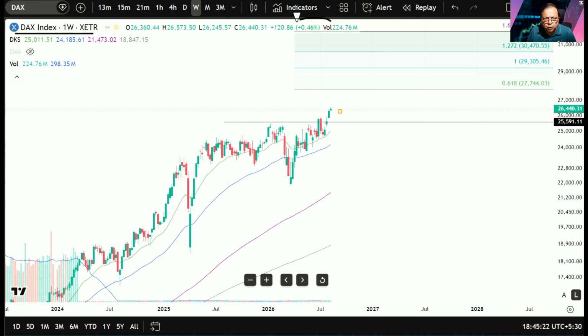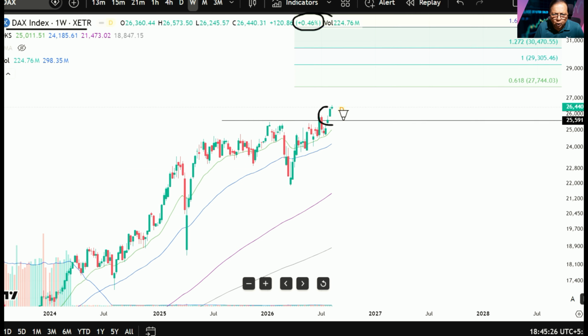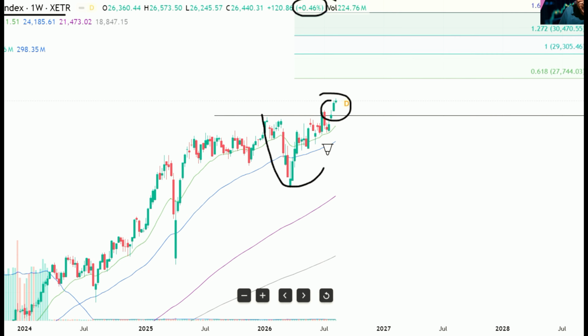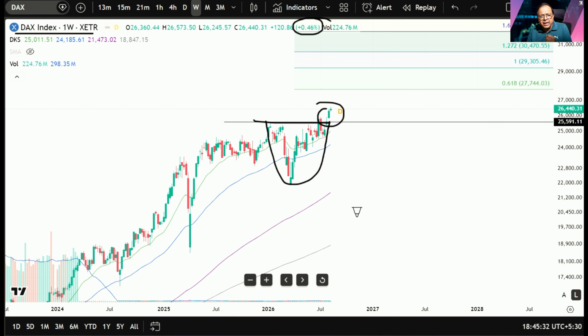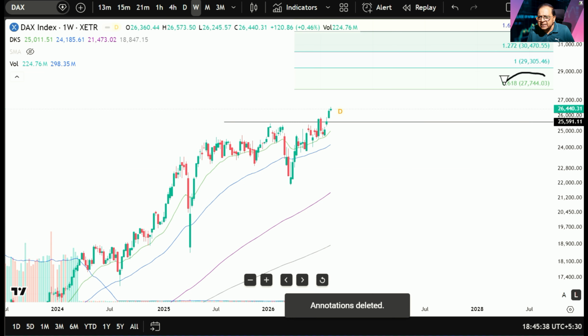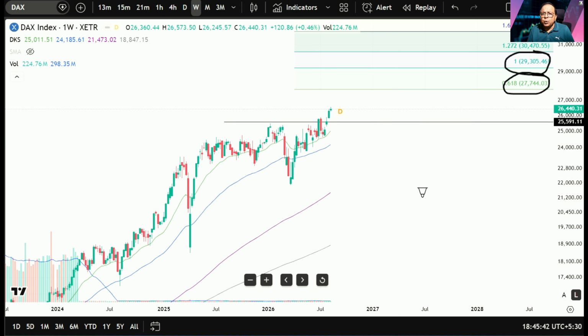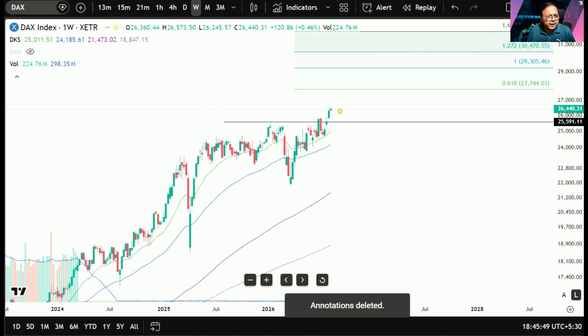This week's index closed higher by 0.46%, and there is a breakout, a clear breakout of this cup and handle pattern. If you project the target by using the Fibonacci extension tool, 61.8% expansion comes at 27,744, while 100% expansion comes at 29,305. These could be the potential next level.